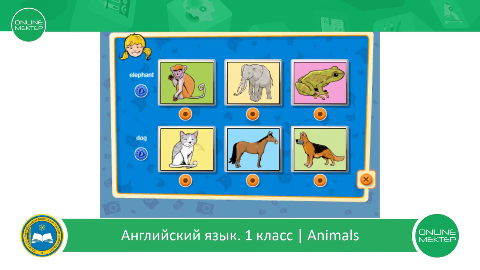Now look at the pictures, listen and repeat after me. Monkey, monkey. Elephant, elephant. Frog, frog. Cat, cat. Horse, horse. Dog, dog. Let's do the exercise.